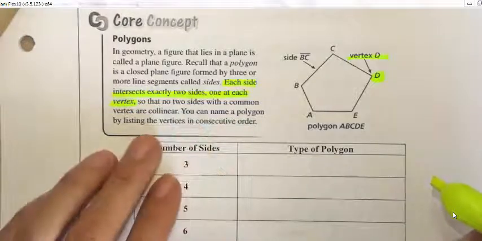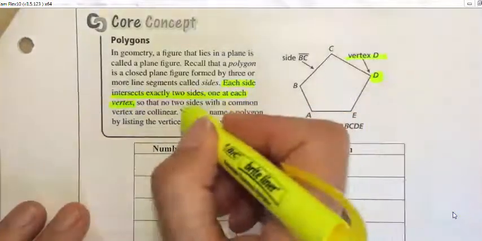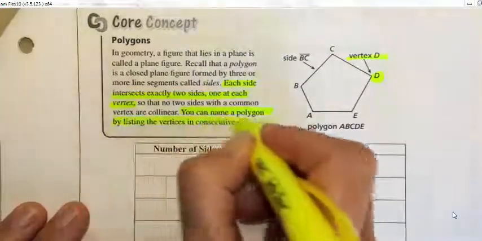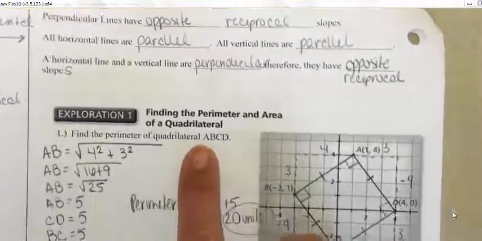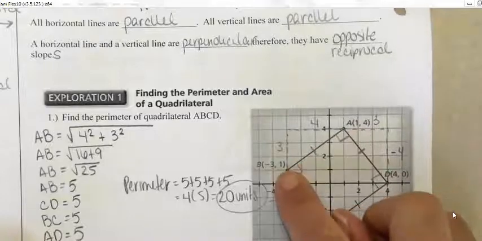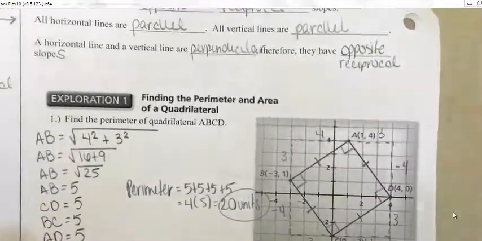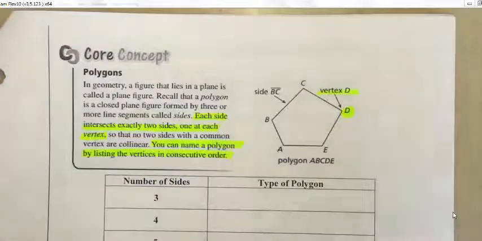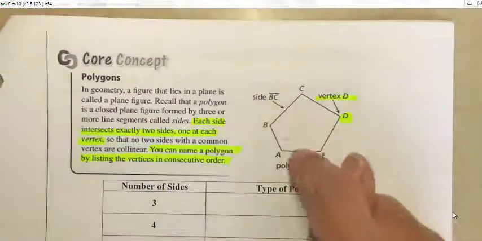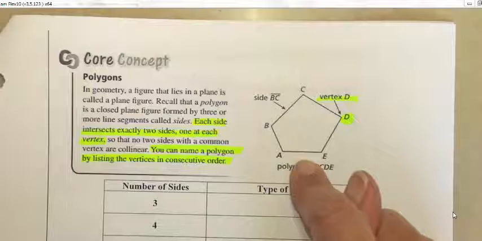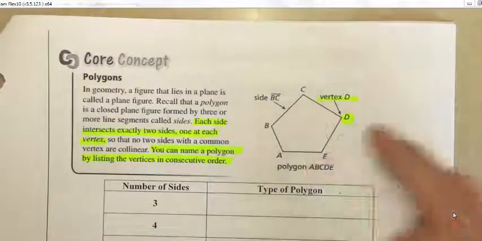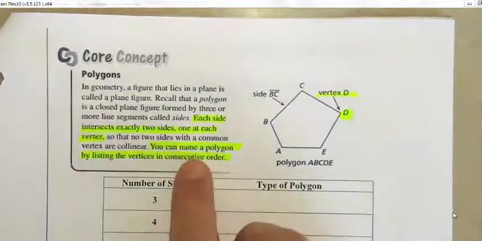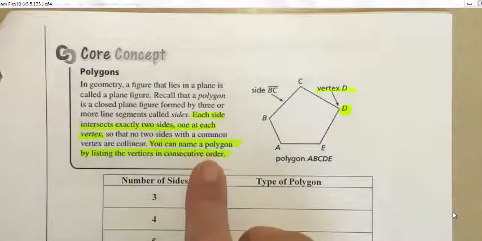You can name a polygon by listing the vertices in consecutive order, just like we did on that last exploration, right? It was quadrilateral ABCD. So we just took those vertices, A, B, C, D, and that's how we named our quadrilateral. Okay, this is how many sides? 1, 2, 3, 4, 5. So this is a pentagon. So we could name this pentagon A, B, C, D, E. Consecutive means you go in order.